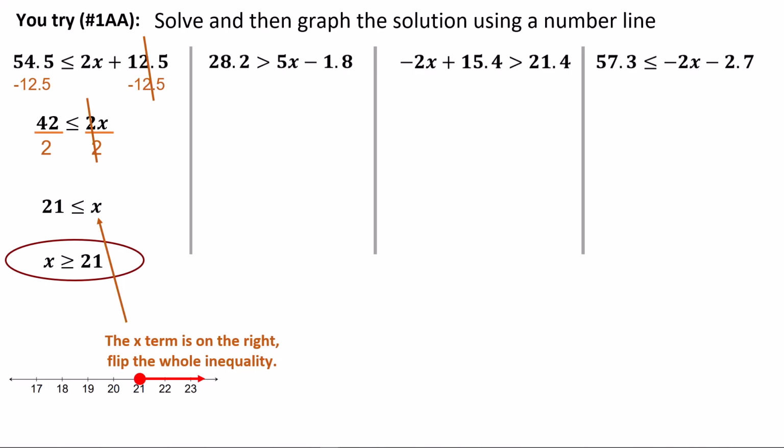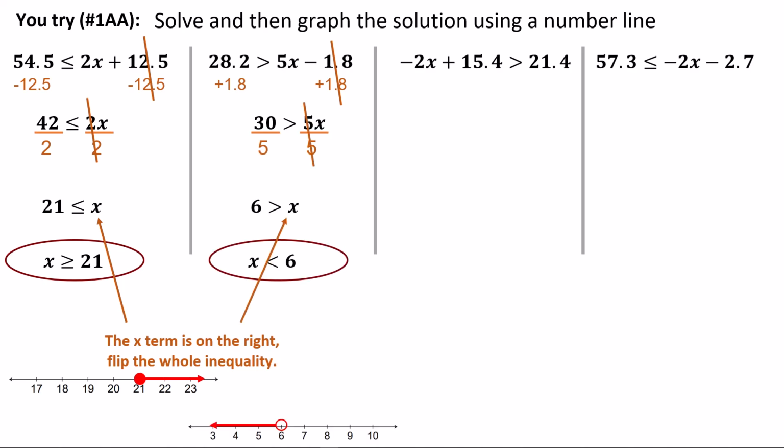For 28.2 greater than 5x minus 1.8, add 1.8 first to both sides, then divide both sides by 5. We're left with 6 greater than x. We flip the entire inequality because x is on the right, end up with x less than 6. Open circle on the 6, arrow to the left.